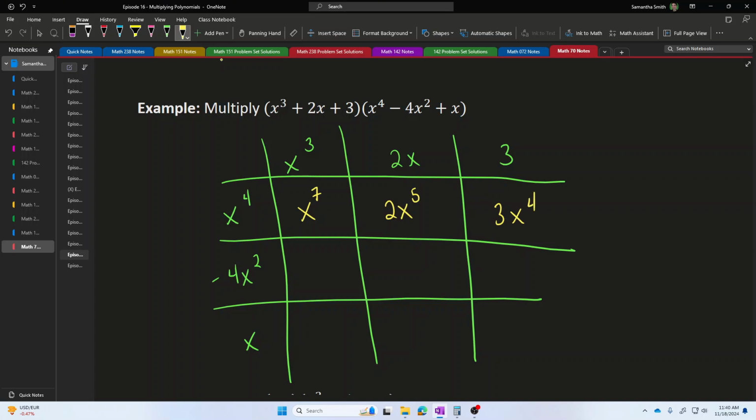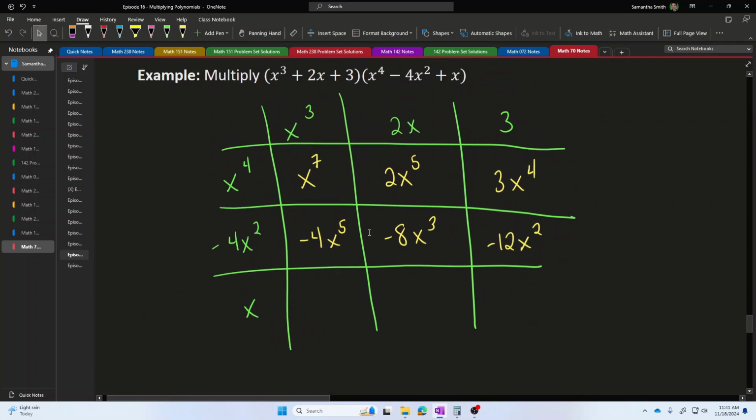Then for the second row of the grid, x cubed times negative 4x squared has in total 5 multiplied x's. Negative 4 times 2 gives me a coefficient of negative 8. And then these two multiplied x's combined with one more multiplied x gives me in total 3 multiplied x's. Negative 4x squared times 3, I just multiply those two coefficients together. And this completes the next row.